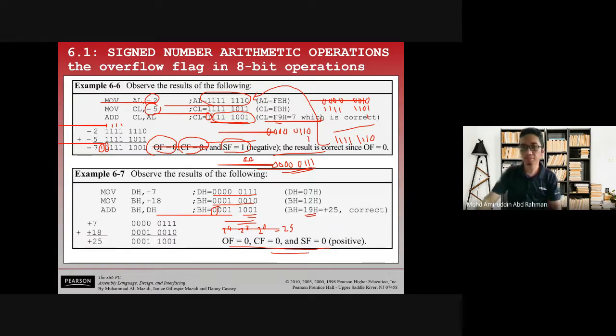Any question? Okay, so let's have a break for 10 to 15 minutes. Then we will continue with the next example after this. Okay, doctor.